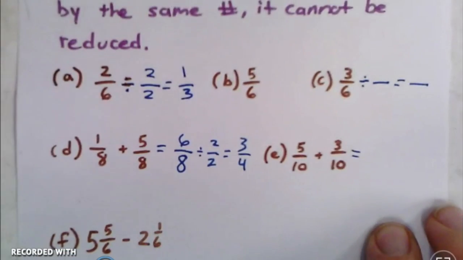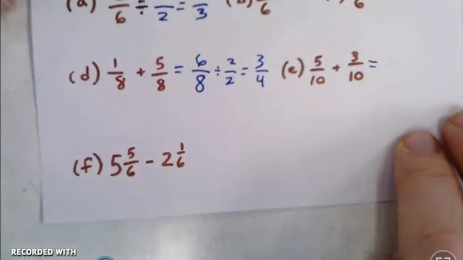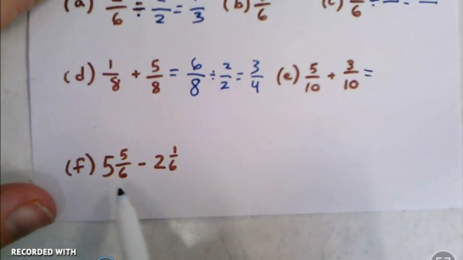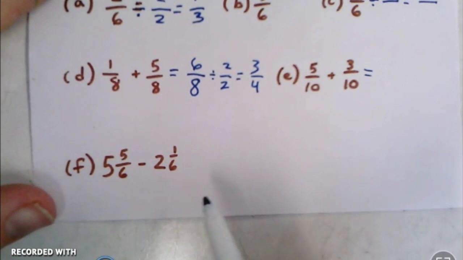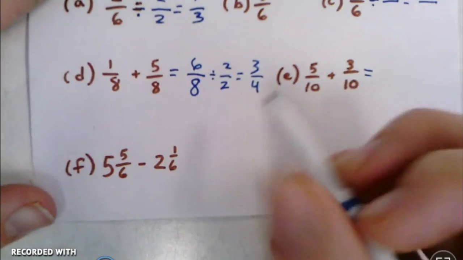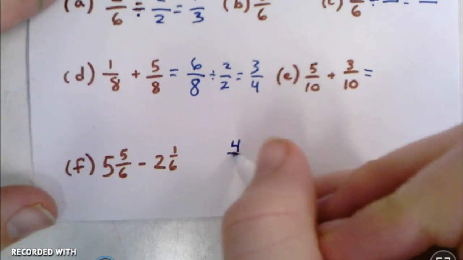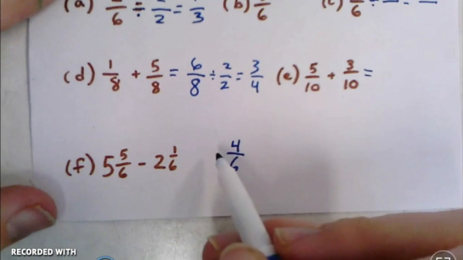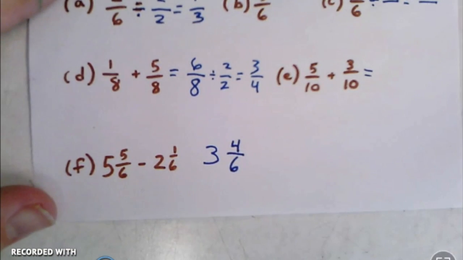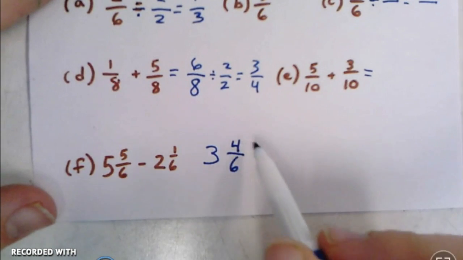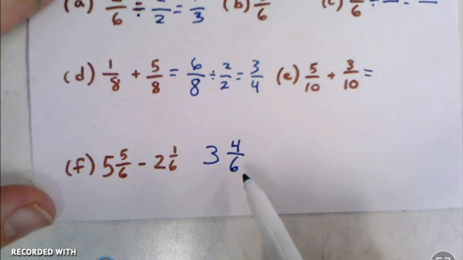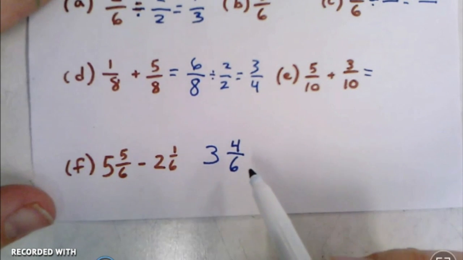All right, our last example we're going to do together is subtraction. And it's subtracting mixed numbers. Both denominators are the same, so I'm going to start by subtracting the fractions. So 5 minus 1 is going to be 4. The denominator stays the same. And then 5 minus 2 is 3. But I'm not done because my fraction part can be reduced. Both 4 and 6 are even, which means they can be divided by 2.